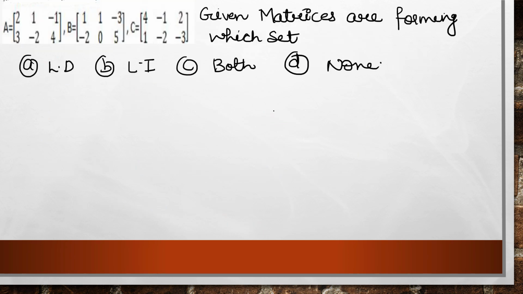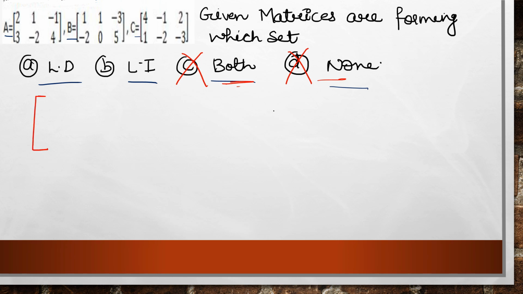Now sometimes they give you such questions where A, B, C are given as matrices, and they are asking whether these form a linearly dependent set, linearly independent, both, or none. As I told you in the last question also, these two options are wrong. Every time they ask about linearly dependent or independent, they'll give you these two options because they have to give four options. So you can directly cancel these. Now how will you calculate this?